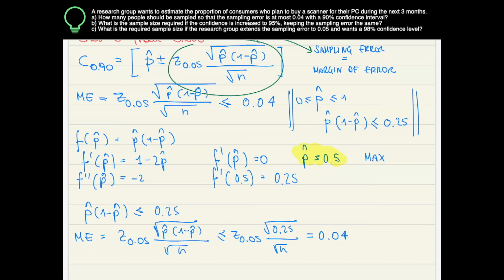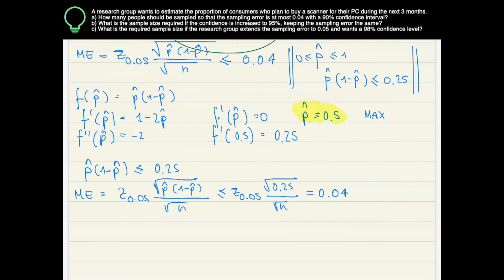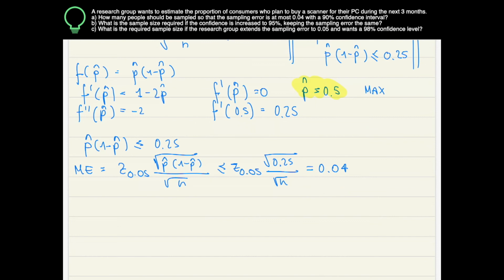And now, the only quantity that is missing is n, right? We can rearrange the terms to get that n has to be equal to z 0.05 times the square root of 0.25 over 0.04, all squared. And the result of this calculation will give 423. I'll leave the remaining part to you.